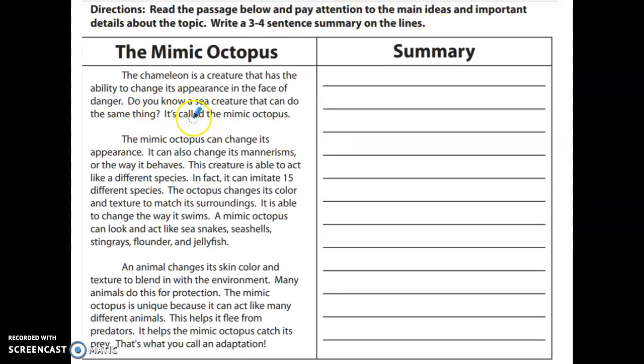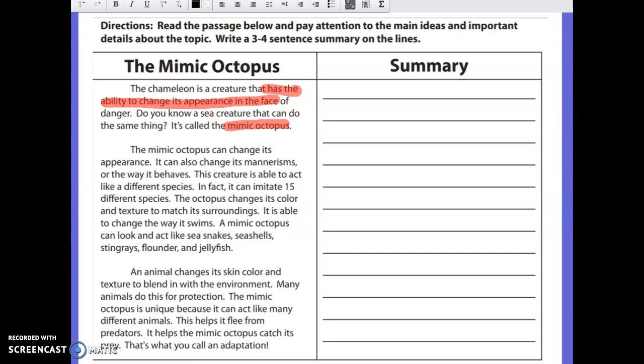So what I learned from this that's important is that the mimic octopus has the ability to change its appearance. And I'm going to write that in my summary, in my first sentence, in my own words. So I'm going to say, the mimic octopus has the ability to change its appearance.